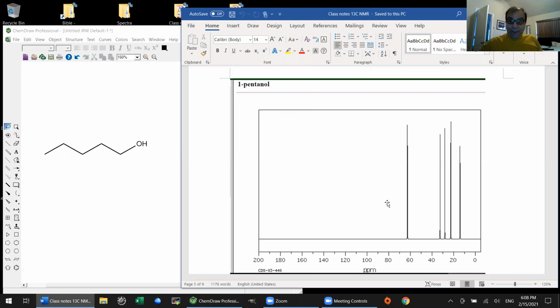There are several other cans of worms with proton NMR. That's why I'm putting it off as long as we can all get away with it.